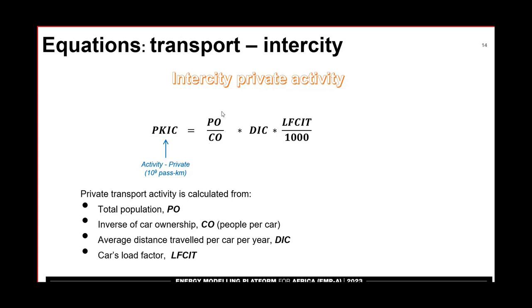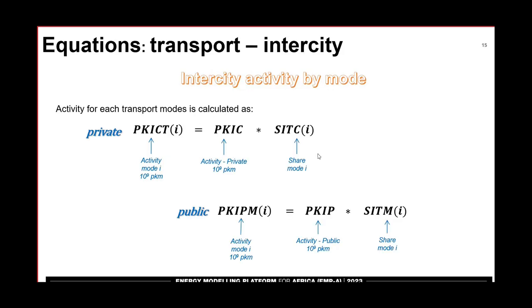So that is how we have here the number of cars that we have in the country, and then the distance performed by each car yearly. So multiplying the number of cars by the distance traveled, we will have the total distance traveled by all the cars in the country. Now we need also to multiply it by the load factor. That means when the car is moving, how many persons is it carrying? Then we multiply it by it. We will have then the total number of passenger kilometer performed by private cars. So that's how we evaluate this private activity. And then we will just make the total activity minus this one to have the one of the public transportation.